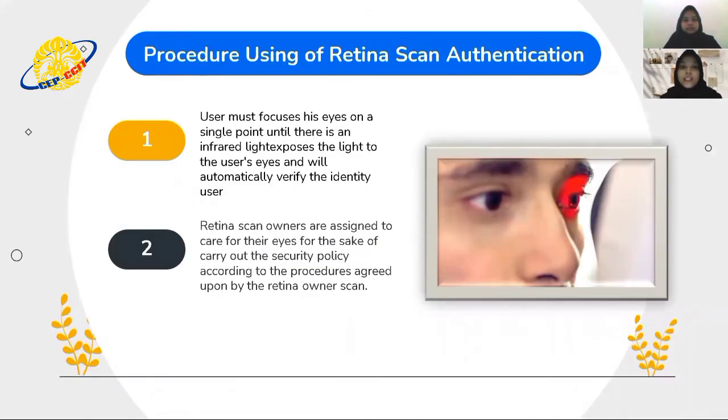And the next is procedure of using Retina scan authentication. The first, the user must focus his eyes on a single point until there is an infrared light that exposes the light to the user's eyes and will automatically verify the identity of the user. And the second, Retina scan owners are assigned to take care of their eyes for the sake of carrying out the security policy according to the procedures agreed upon by the Retina scan owner.